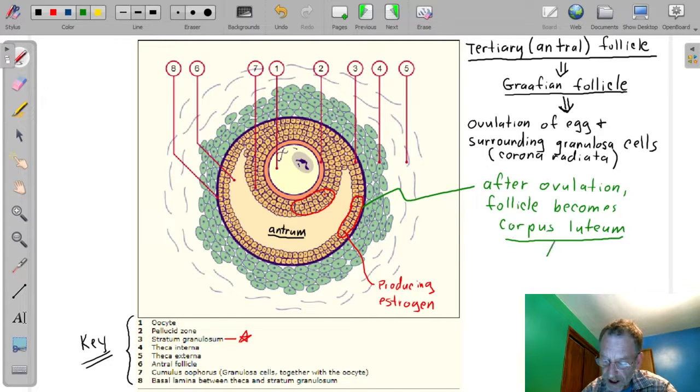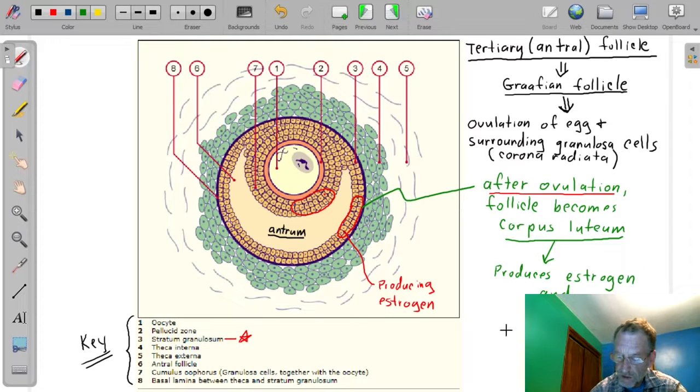But the corpus luteum, again, after ovulation, then produces both estrogen and progesterone. So it produces estrogen, continues to. It's been producing it all along. And now the corpus luteum also produces progesterone. So you need to remember where the estrogen and the progesterone are coming from. They're coming from those follicular cells, those granulosa cells. Okay, we will come back to that, so don't panic. Let's move on.